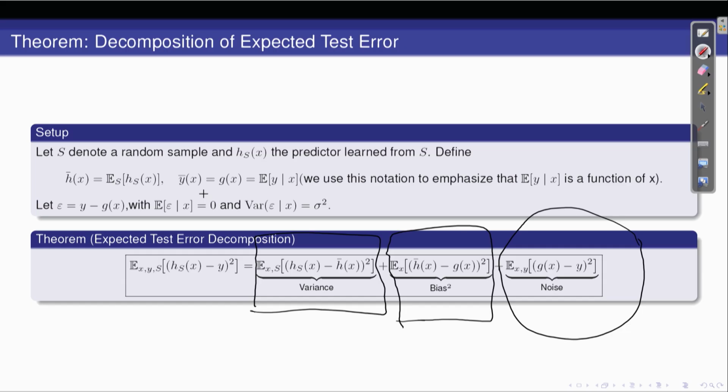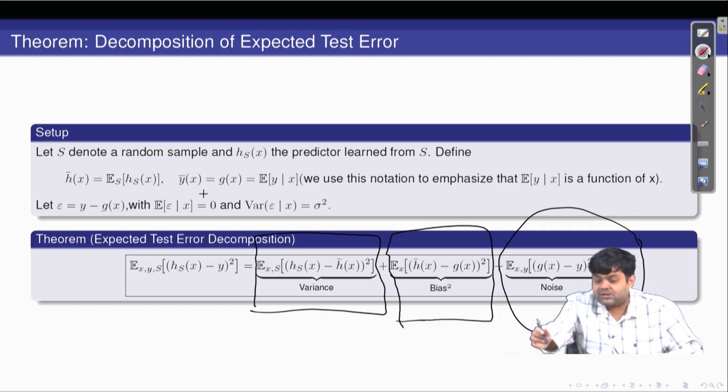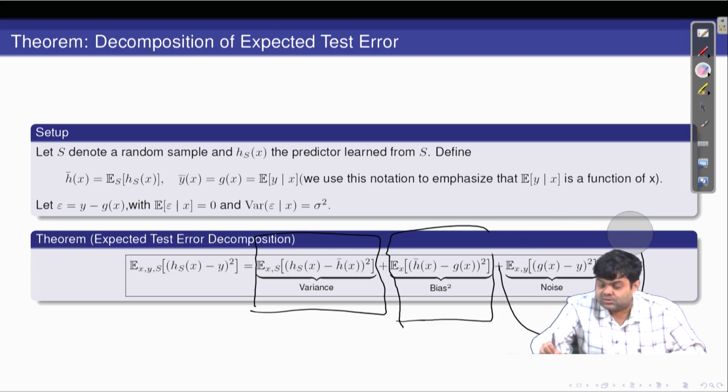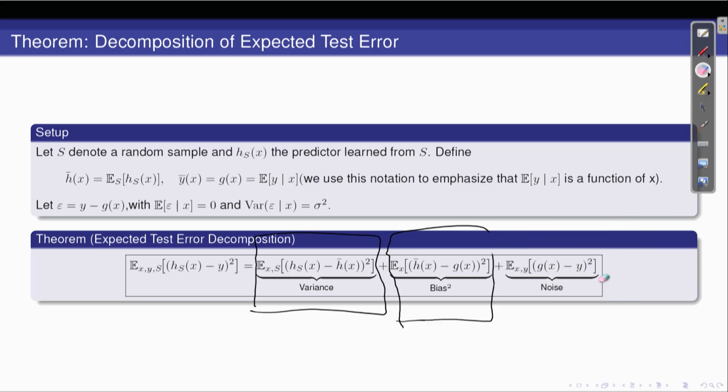This has nothing to do with the algorithm. This is completely dependent on your population. This is coming from the population. Your algorithm cannot do anything about it. So, this is why this is called noise, that no algorithm can potentially touch it. For any algorithm, there are several layers of this theorem.